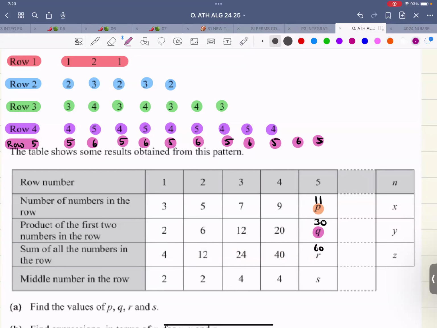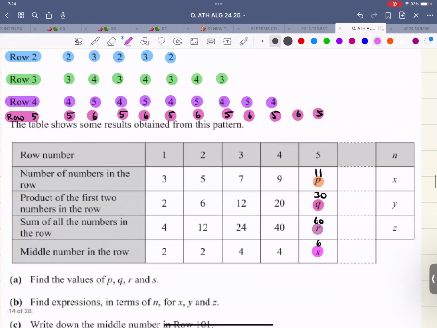And let me also highlight this. This thing is done. And then it says middle number in the row. So for two of them, the middle number is 2. And for these, the middle number is 4. And coincidentally, the middle number is 4. And 1, 2, 3, 4, 5, the middle number is 6. So the middle number is 6. That's right over here. And this thing is also done. So I have obtained the value of P, Q, R, and S. That is 11, 30, 60, and S is 6. Now the first part is done.